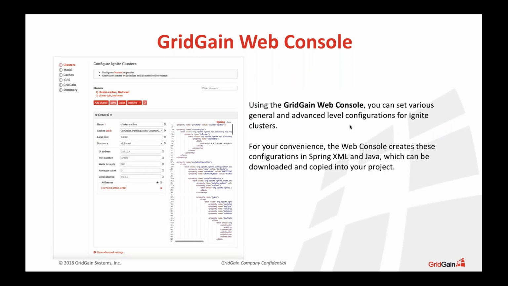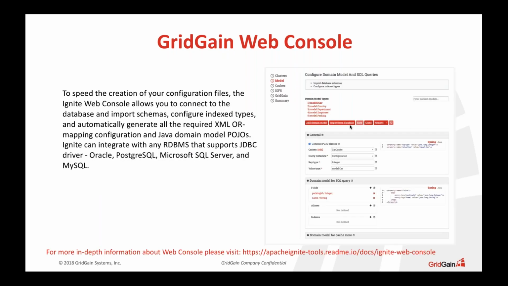GridGain Web Console configuration wizards take you through a step-by-step procedure to determine all required configuration parameters. The system then generates ready-to-use projects with the required config files for you to use in your configuration. To speed creation of your configuration files, Web Console allows you to automatically import database schemas from any RDBMS.